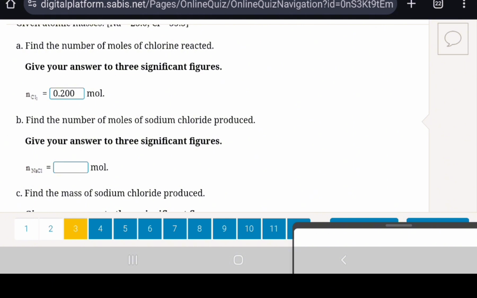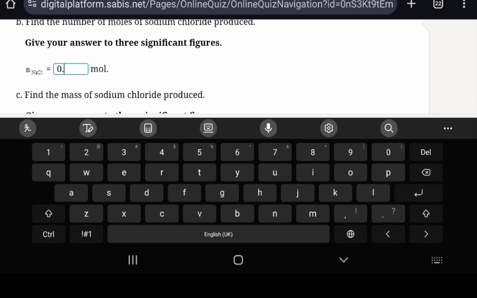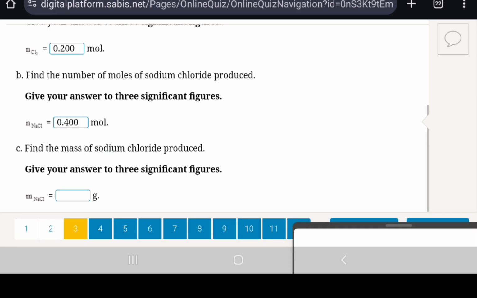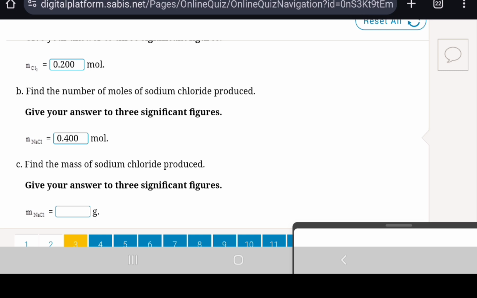Part B. As we can see, the coefficient of NaCl is double chlorine. So we multiply the moles by 2 as well. So we get 0.4. Now to find the mass, we do the moles times the molar mass. We have the moles, which is 0.4, times the molar mass, which is 58.5. 0.4 times 58.5 will give us 23.4.